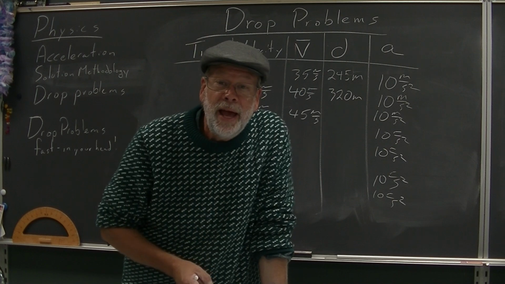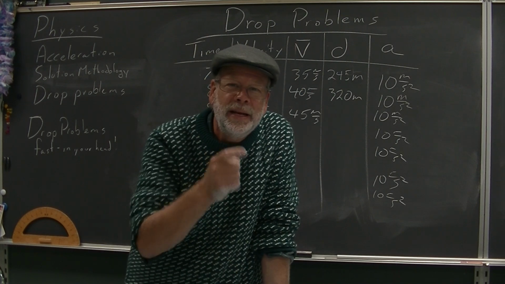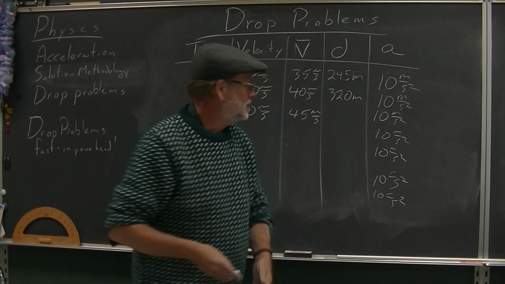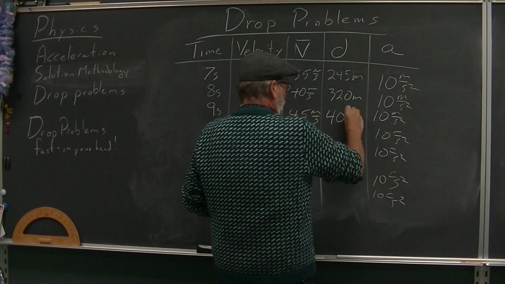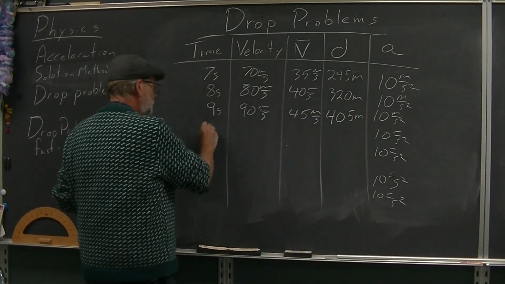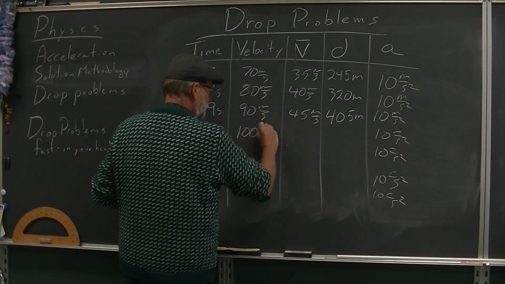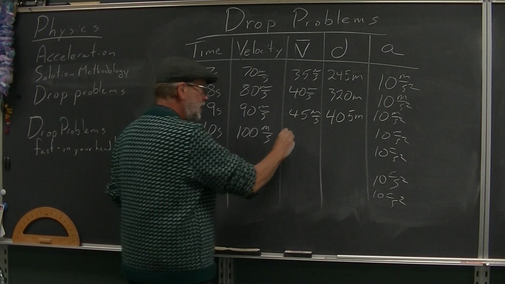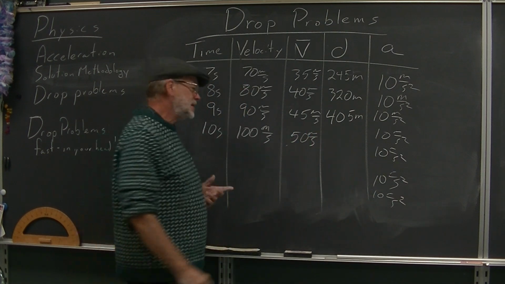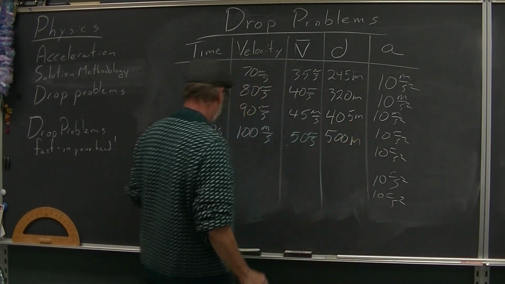What's 45 times 10? Hope you get 450 real quick. Well, you didn't do it 10 times, you only did it 9 times. So what's 450 minus 45? See how easy this is. 405 meters is how far you fell. 10 seconds, you're moving now at 100 meters per second. Average is 50 meters per second. 50 meters per second for 10 seconds, you see? 500 meters is how far you fell.